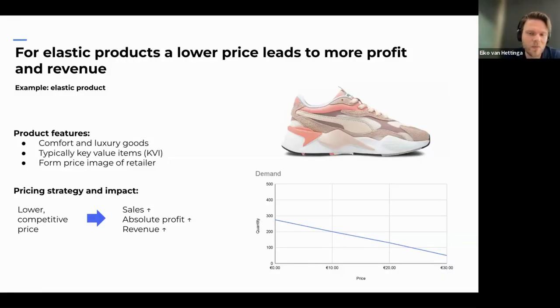Now, what could be a generic price strategy for these products? You should have rather low or very competitive prices for these kind of items. Why? Because a lower price has a big effect on sales in this case, right? We have a higher elasticity, we have an elastic product, and that can lead to a higher absolute profit and a higher revenue. And that's usually what you're aiming for. And at the same time, you have this positive impact on your price image.